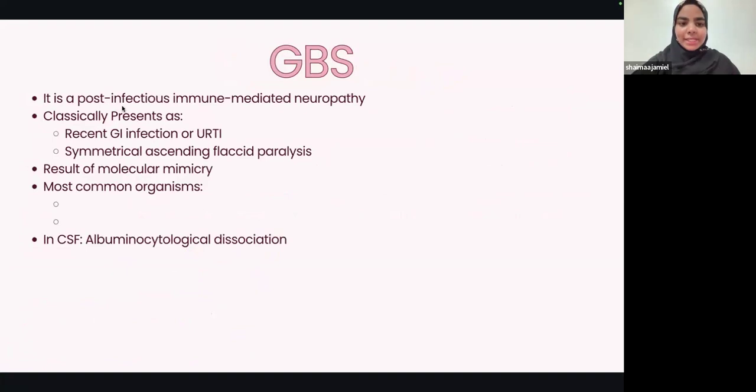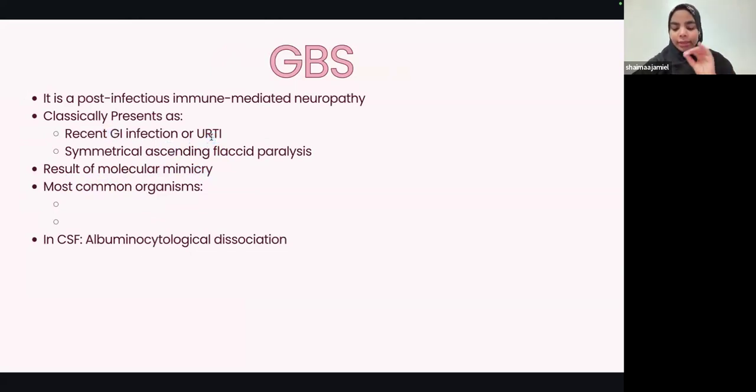Okay. So GBS, like we said, is a post-infectious immune-mediated neuropathy. So there's going to be demyelination after an infection, which can be GI or upper respiratory tract. In our case, the patient had an upper respiratory tract infection. And it's symmetric ascending. So it starts from the bottom and goes up, and it's flaccid. It's not spastic. Spastic means it's upper motor neuron. So it's flaccid.